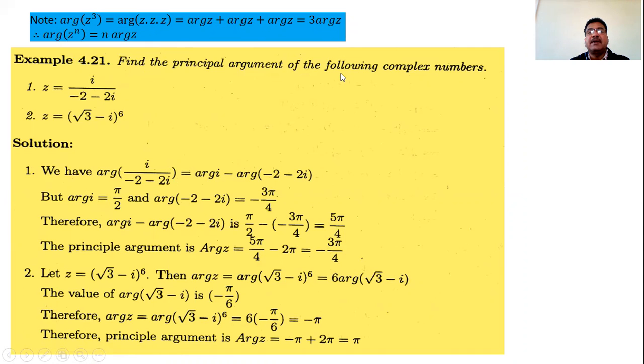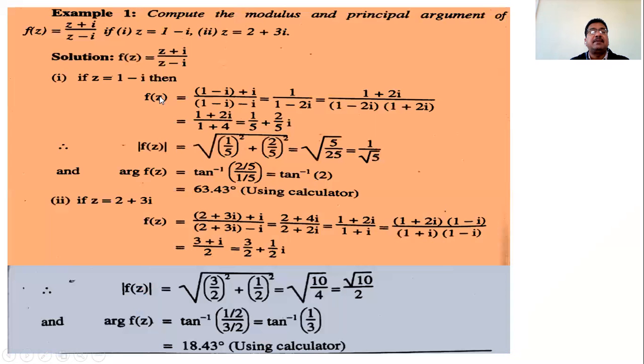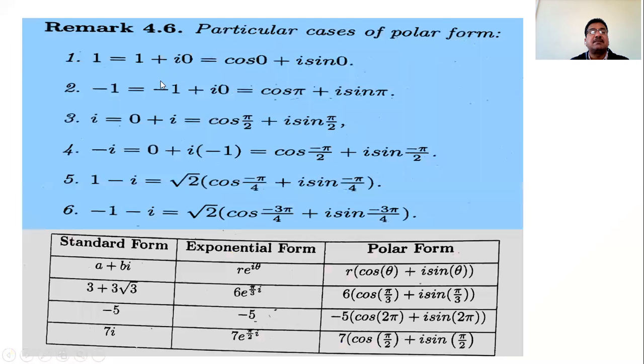Then find the principal argument of the following complex number. This is the complex number, and this is the complex number. So how can you find I divided by minus 2I? Simplify this first. That is, multiply by minus 2 plus 2I divided by minus 2 plus 2I. That is rationalizing the denominator, and express this number in the form x plus iy, and then find its modulus and argument. This is the procedure that was applied in the previous examples.